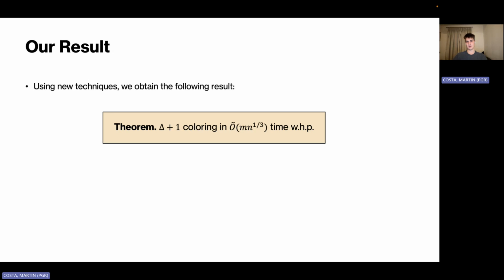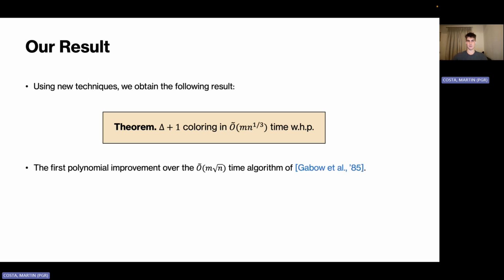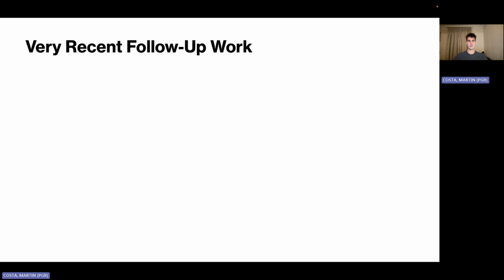And in fact, we were able to show how to compute a Δ+1 edge coloring in mn^(1/3) time using randomization. So this algorithm succeeds with high probability. This is the first polynomial improvement over this m√n bound from Gabow et al. We continued working on this problem after we obtained this bound, and there have actually been some follow-up works after we released this.